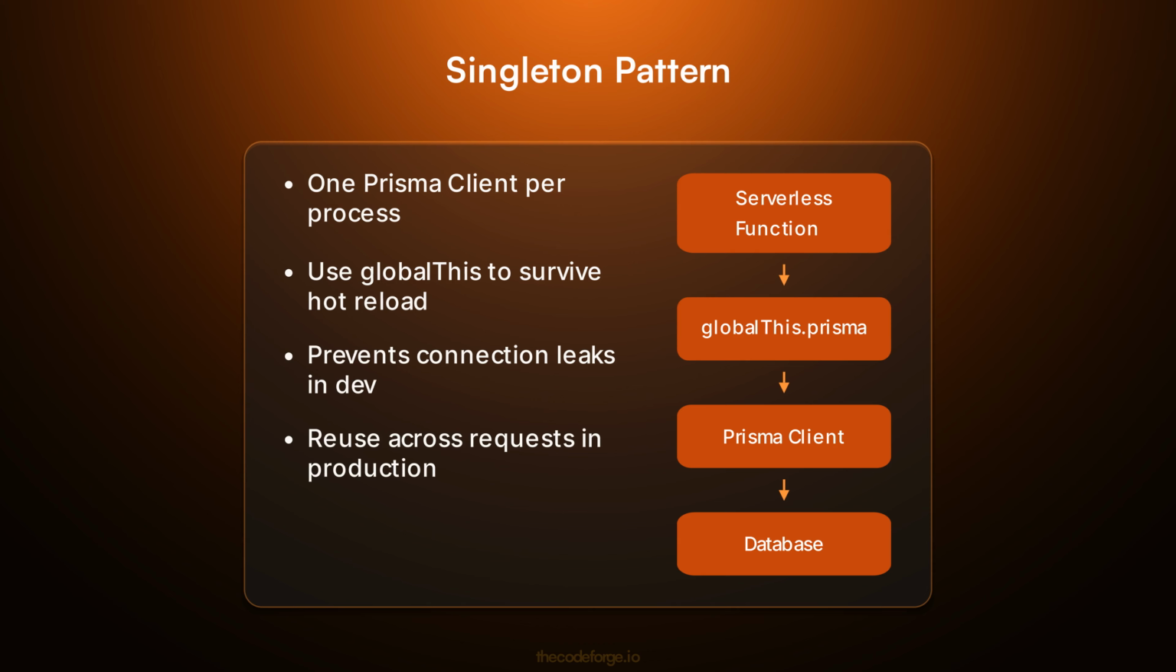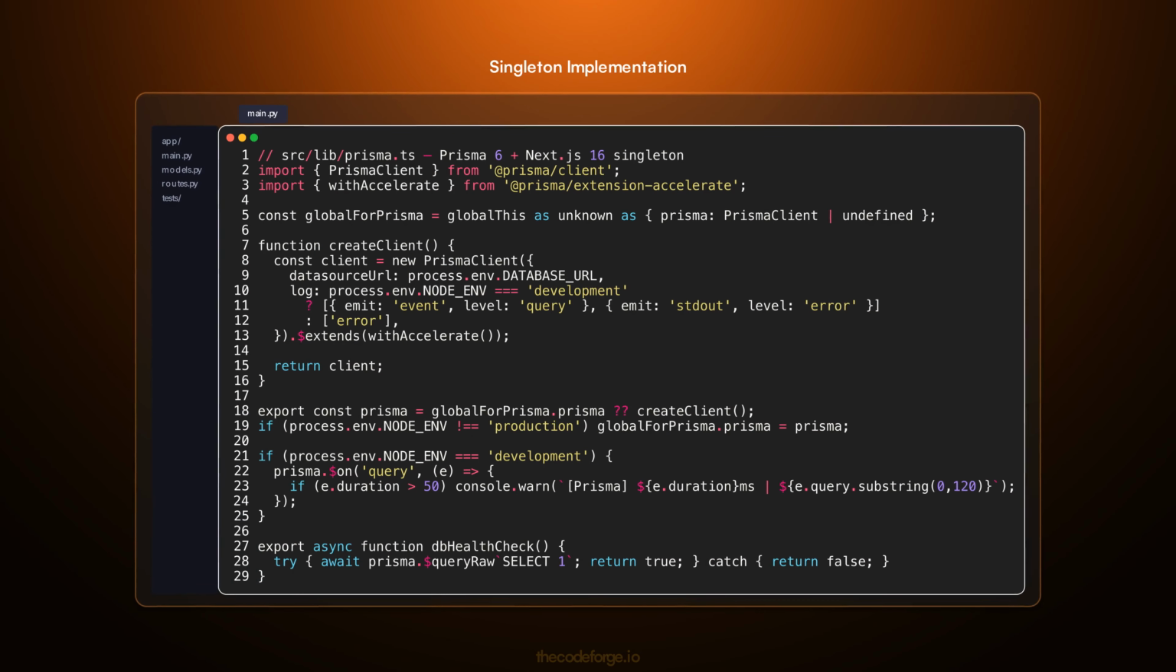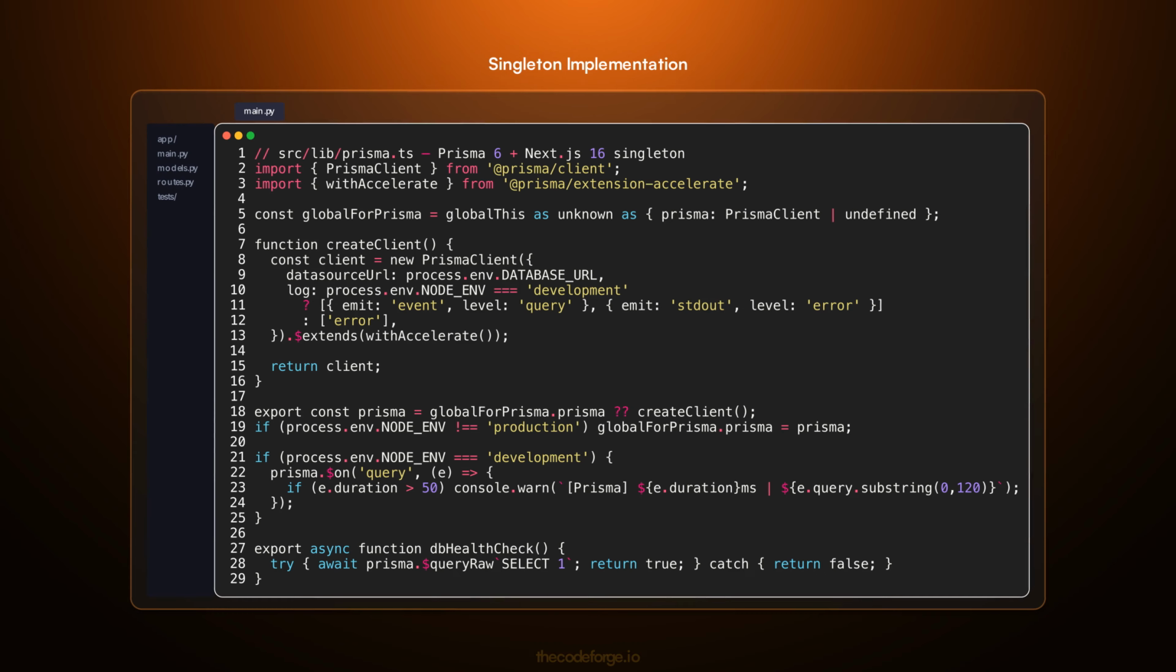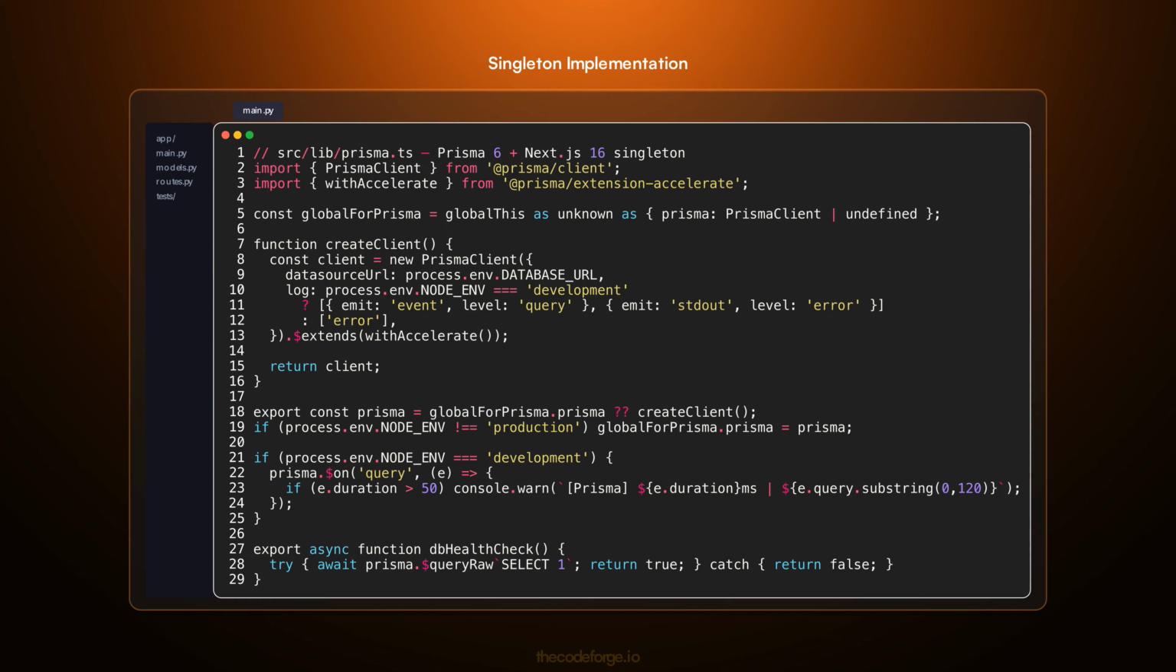The fix is a global singleton pattern. Instantiate Prisma client once in lib/prisma.ts using globalThis. Here's the singleton implementation. We use globalThis to store the Prisma client instance, so it survives hot reloads in development and is reused across requests in production. We also add withAccelerate for global pooling and slow query logging in development.